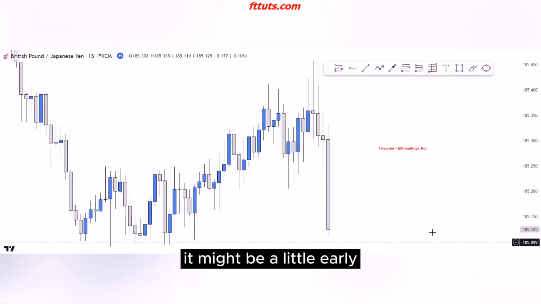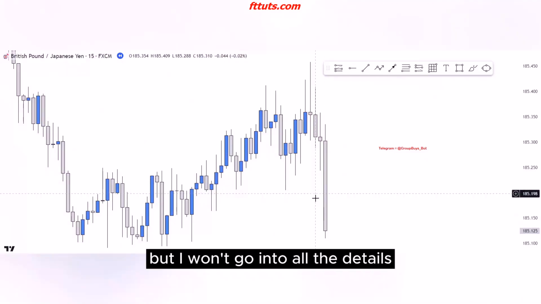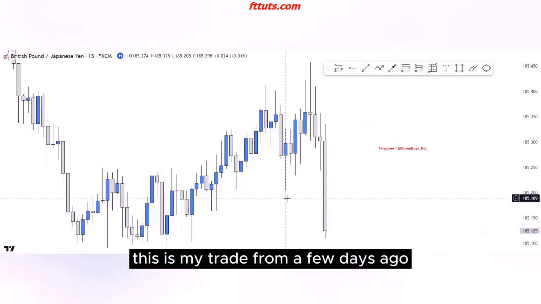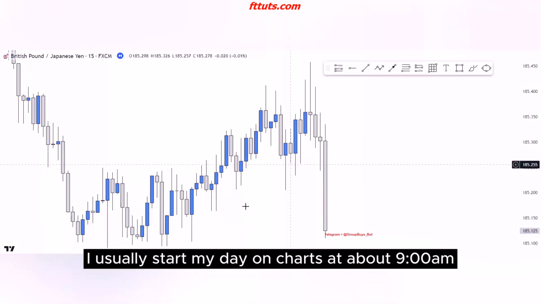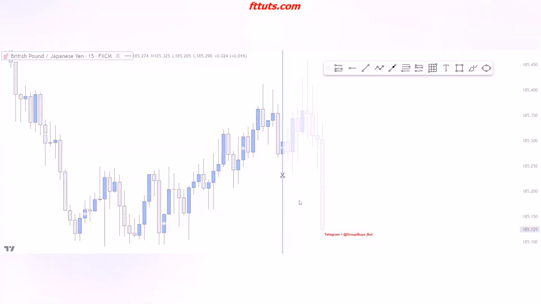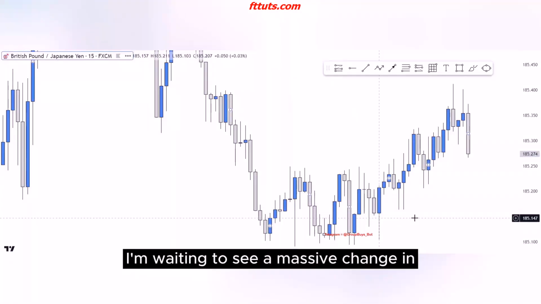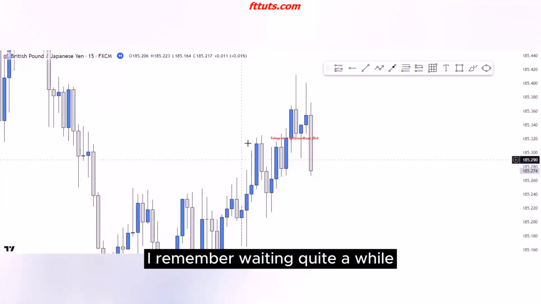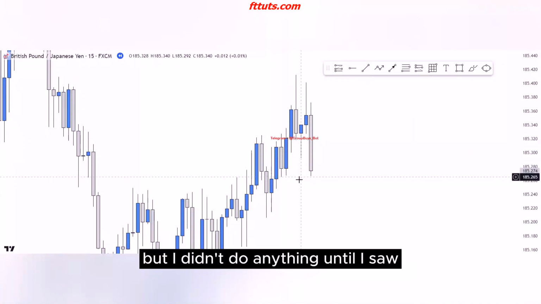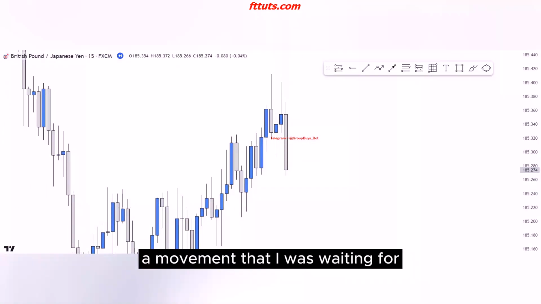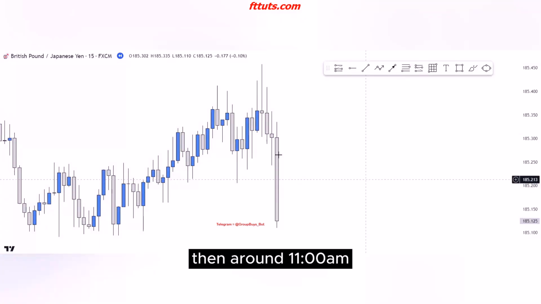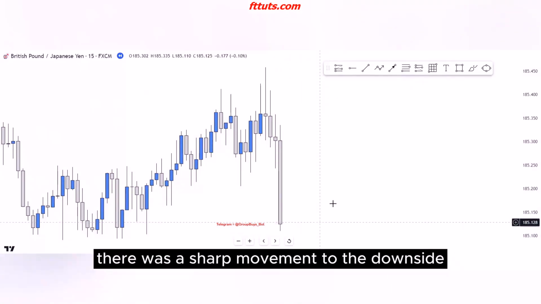It might be a little early, and I won't go into all the details, but I just wanted you to feel the charts. This is my trade from a few days ago. I usually start my day on charts at about 9 a.m. I'm waiting to see a massive change in the price movement. I remember waiting quite a while, but I didn't do anything until I saw the movement that I was waiting for. Then around 11 a.m. there was a sharp movement to the downside.